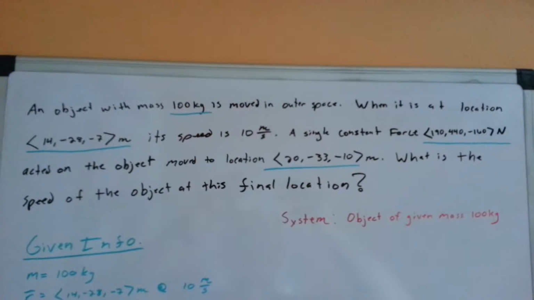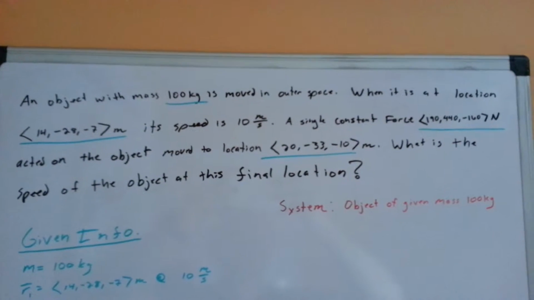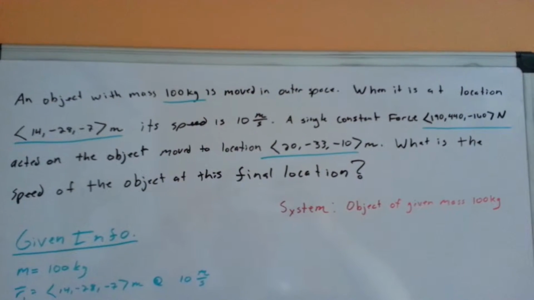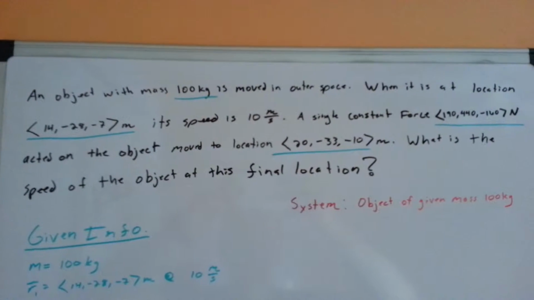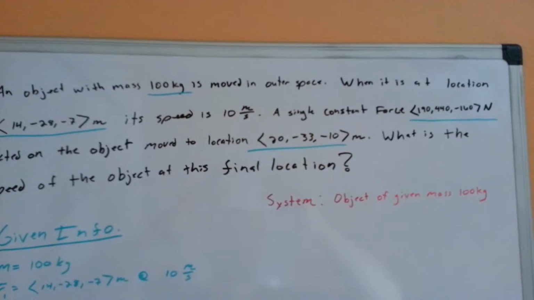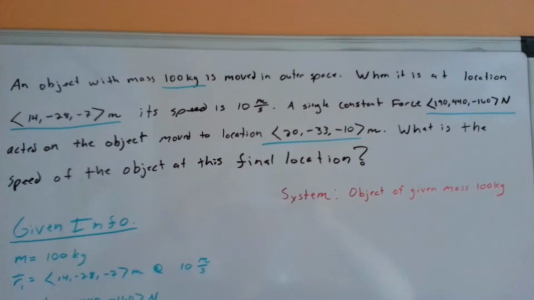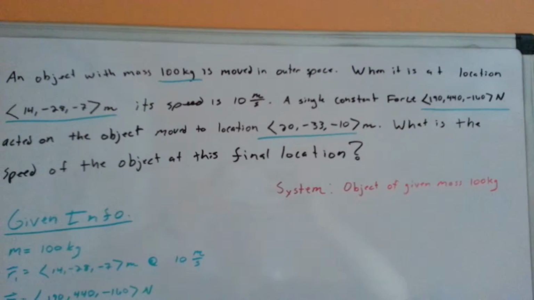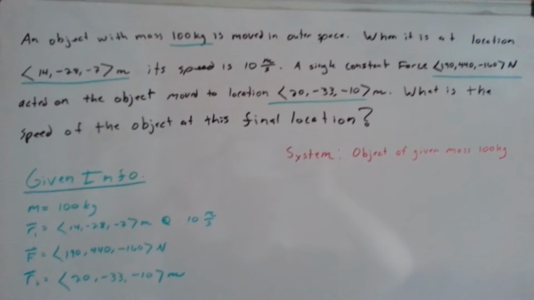Okay, so in this video I'm going to go over a work energy problem. The problem reads: an object with a mass of 100 kilograms is moved in outer space. When it is at location <14, -28, -7> meters, its speed is 10 meters per second. A single constant force, given as <190, 440, -160> newtons, acts on the object, moving it to location <20, -33, -10> meters. So the question is, what is the speed of the object at its final location?